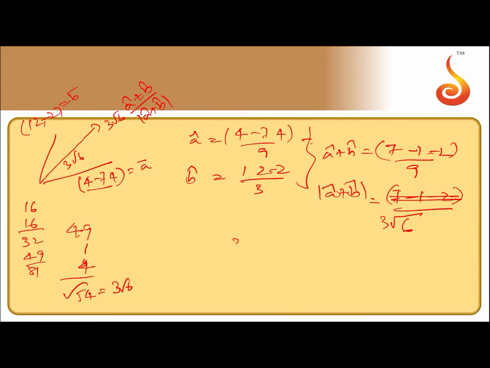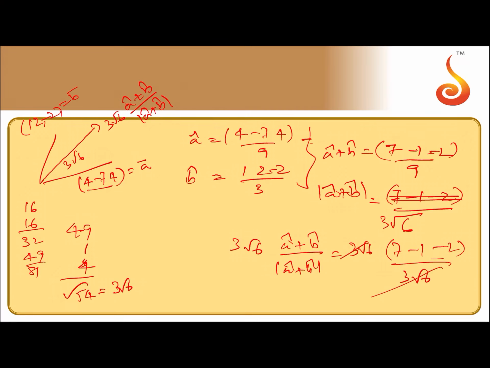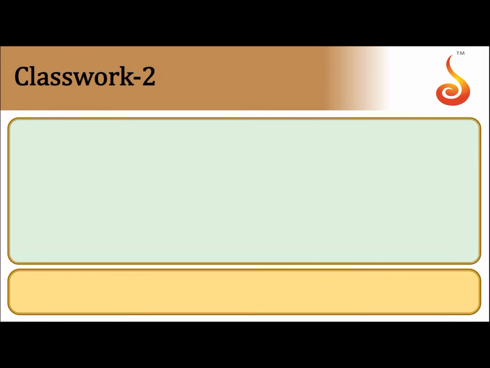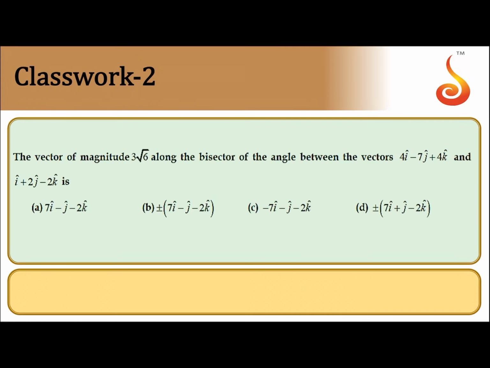And the value of the required vector along the internal angle bisector is 3 root 6 into A cap plus B cap by modulus of A cap plus B cap. That equals 3 root 6 multiplied by A cap plus B cap. I hope we'll be getting 3 root 6. 7 minus 1 minus 2 divided by 3 root 6. These two get cancelled. The answer is 7 minus 1 minus 2. I think it is the first option. Yes, correct.